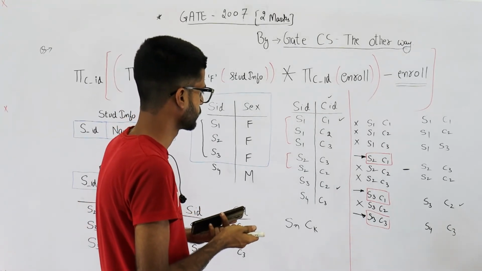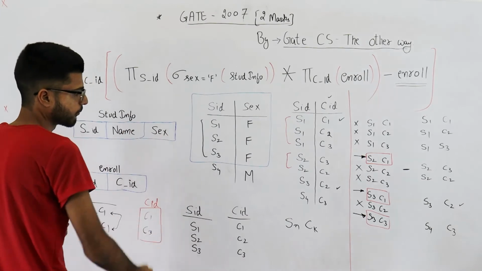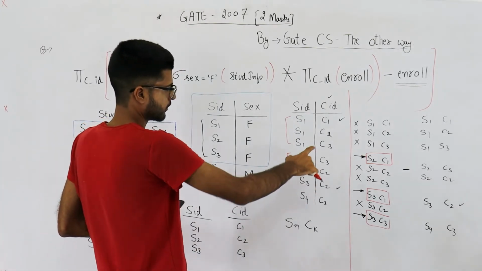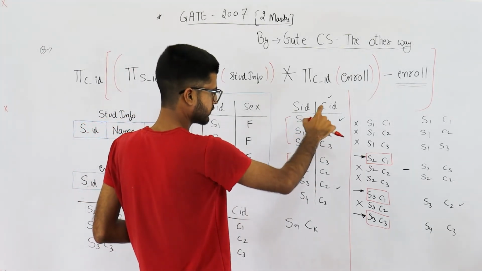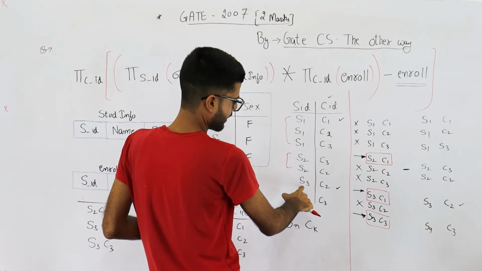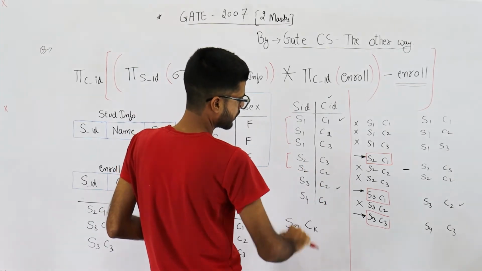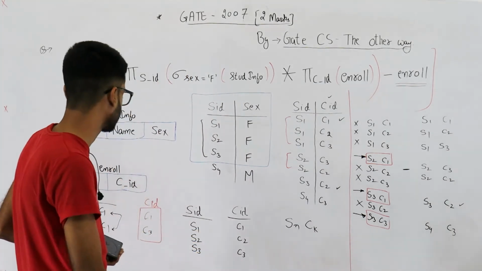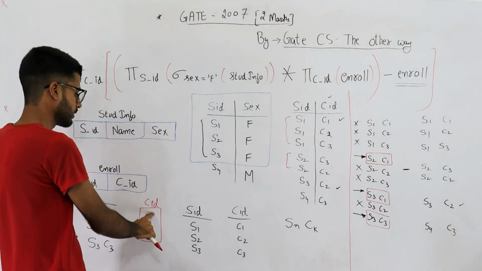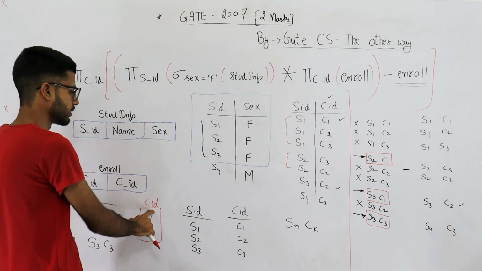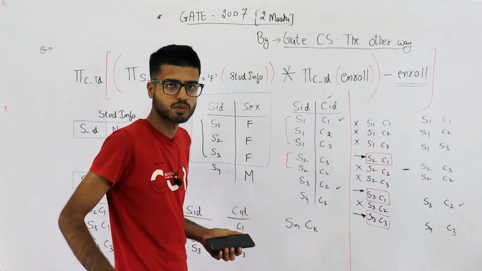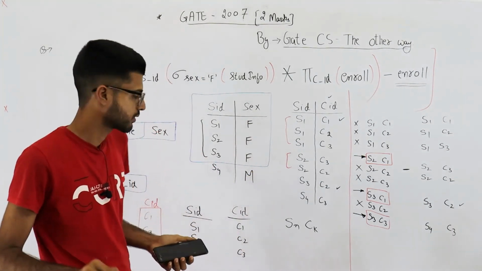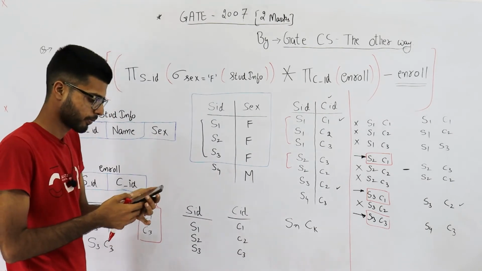Do we have such a course? Course C1. S1 is enrolled for C1. S2 is not enrolled for C1. Okay, so it's clear that option A is wrong because this is present in your result, but S2 has not enrolled. So all female students are not enrolled for these courses.